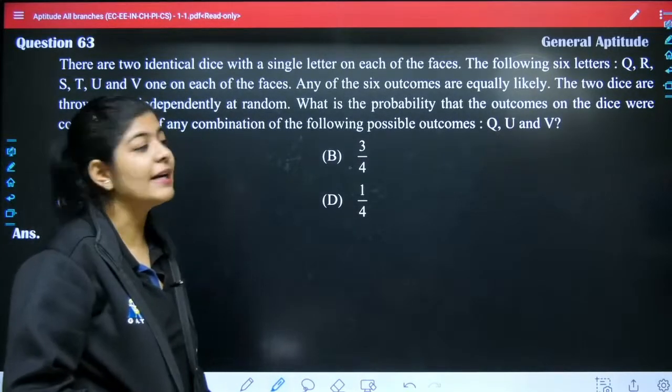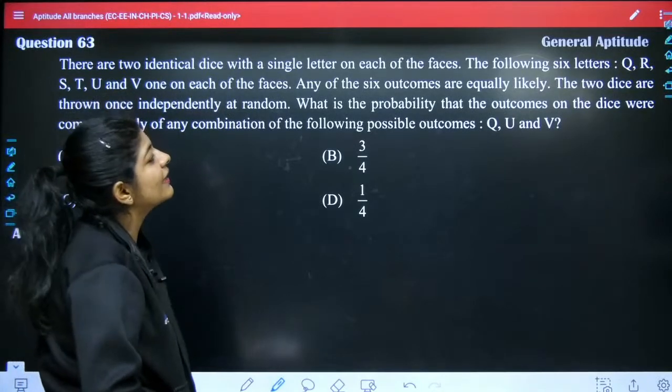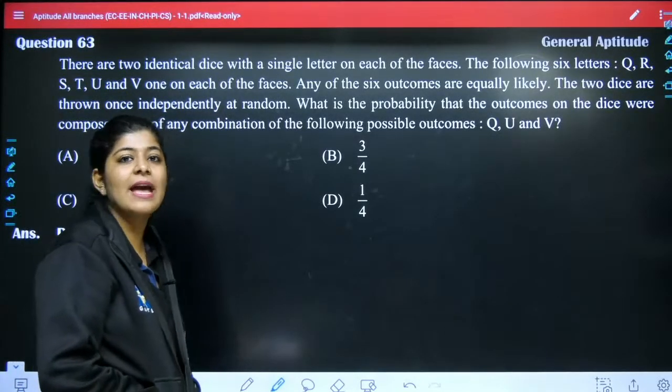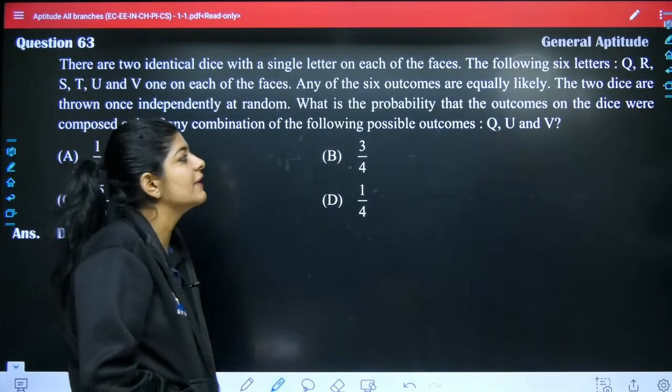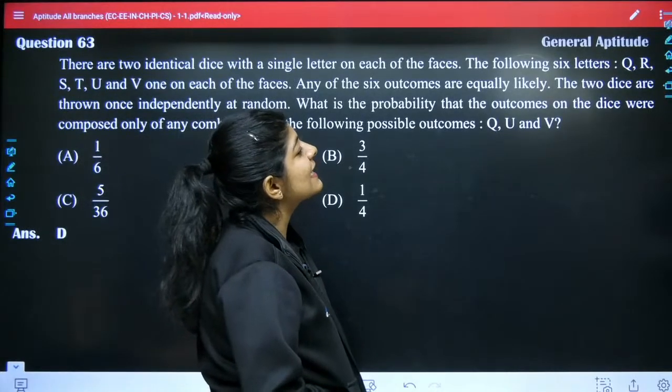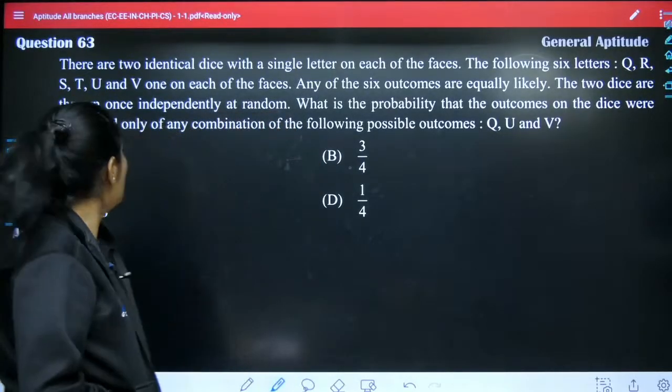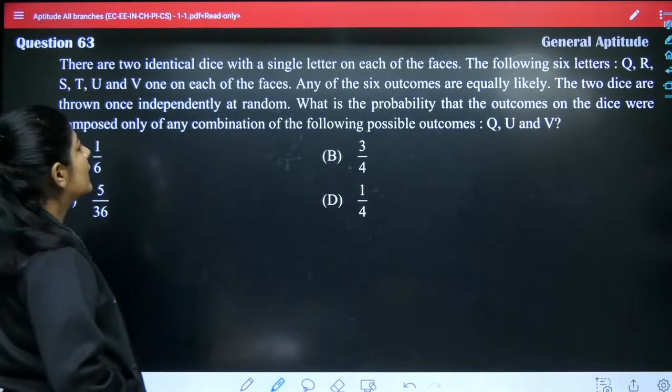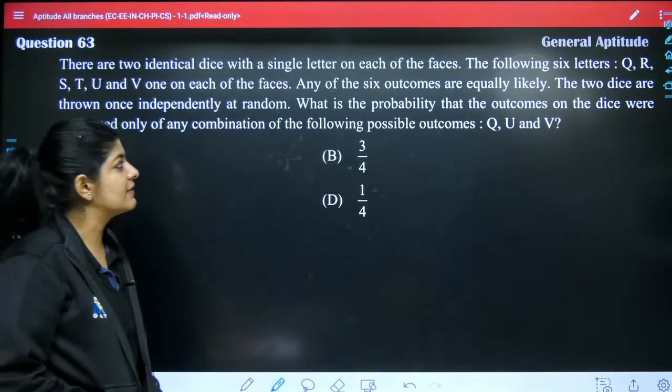They are identical, with a single letter on each of the faces. The following 6 letters are Q, R, S, T, U and V, one on each of the faces.